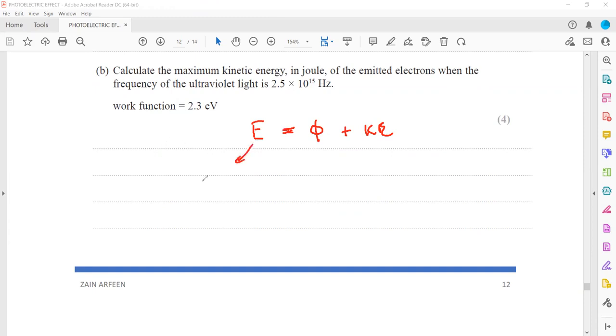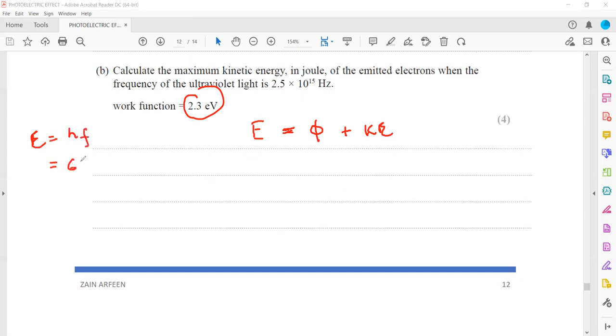How to get the energy of a photon? Energy of a photon is hf. And work function is hf naught if the threshold frequency is given, and then kinetic energy. But in the question we don't have the threshold frequency, and the work function is in electron volts. Whenever you use this equation, it should always be in joules. So you have to convert, like first getting the energy of a photon, which is hf.